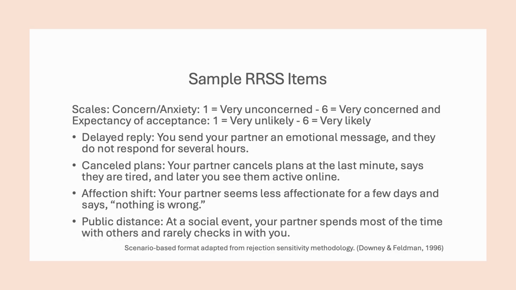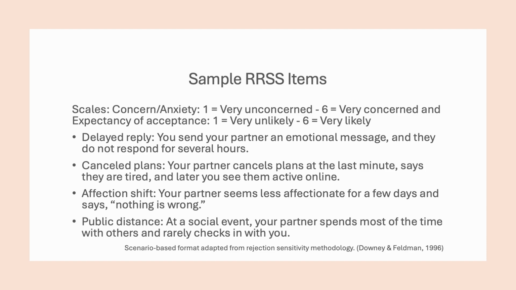Here are sample RRSS items. These scenarios are designed to be realistic and ambiguous, so the test taker must interpret partner intent. After each scenario, the test taker answers two 1 to 6 ratings, one for concern or anxiety, and one for expectancy of acceptance. 1 is very unlikely, and 6 is very likely.